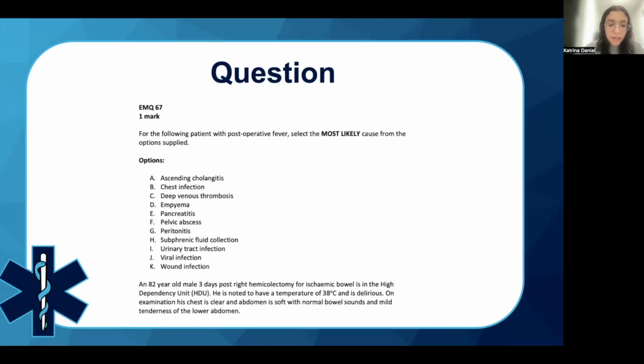An 82-year-old man, 3 days post right hemicolectomy for ischemic bowel, is on the HDU. He is noted to have a temperature of 38 degrees and he's delirious. On examination, his chest is clear and his abdomen is soft with normal bowel sounds and mild tenderness at his lower abdomen. What could this be? Have a think.